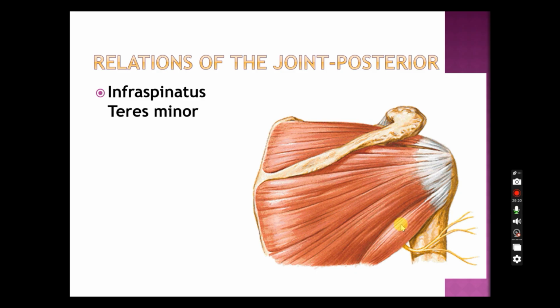This is the teres minor, which takes origin from the upper two-thirds of the lateral border of the scapula on its dorsal aspect. So naturally this is going to be the posterior relation of the shoulder joint. What are they? Infraspinatus and the teres minor.